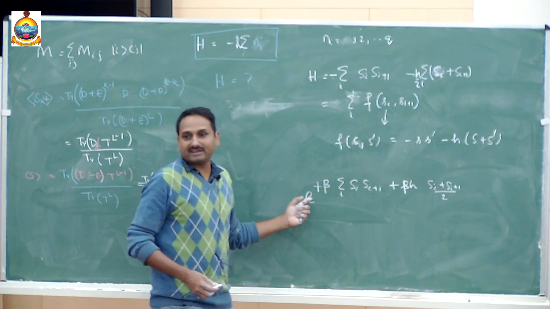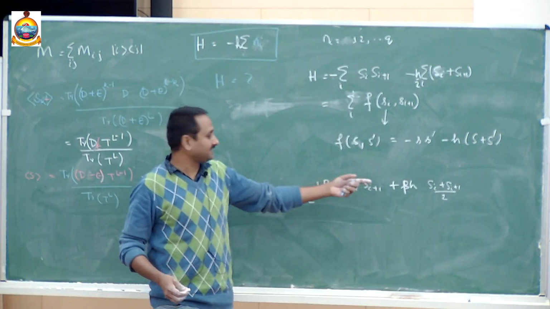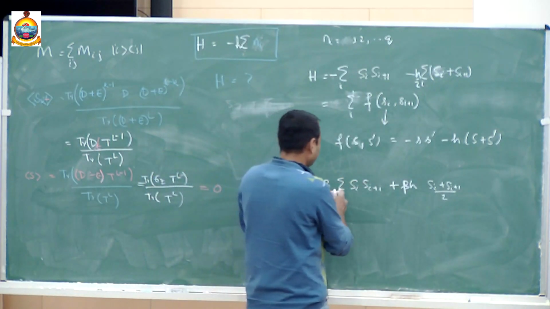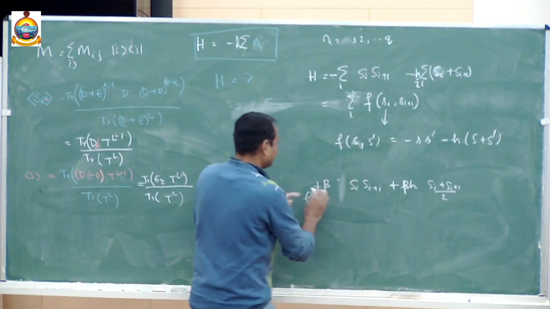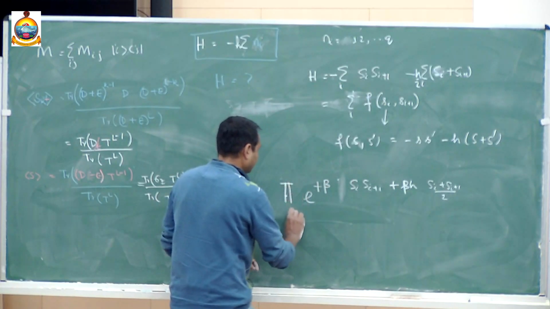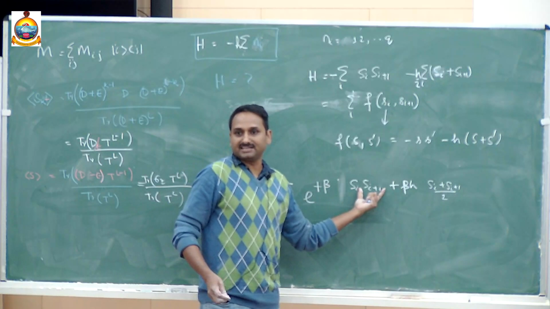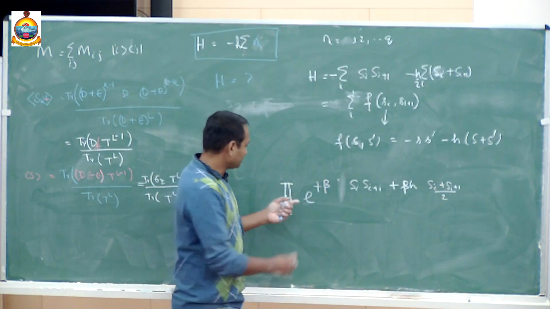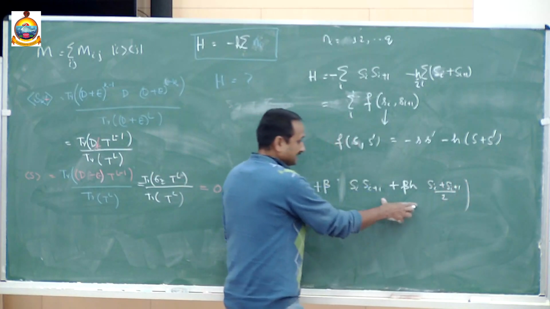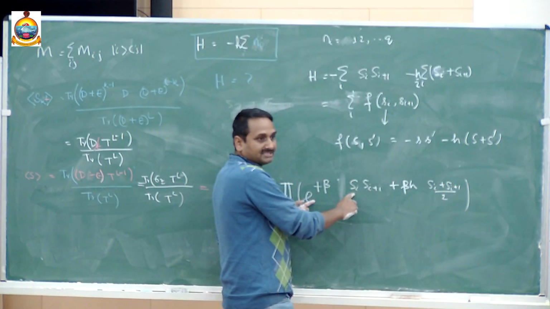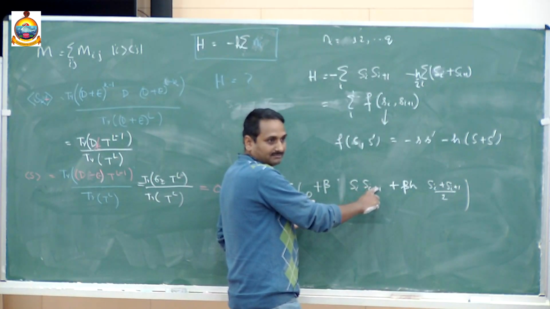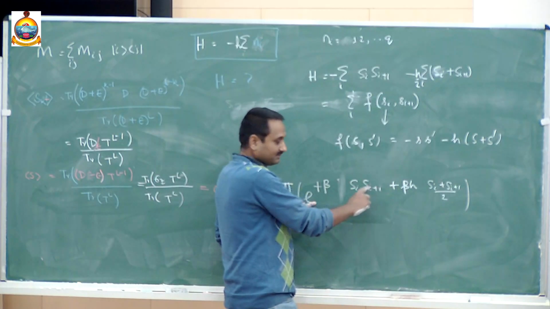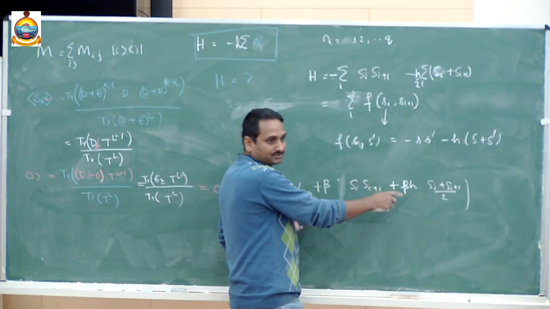This term you are identifying as T of S_i, S_{i+1}. The sum in the exponential becomes a product over i, because a sum in the exponent becomes a product of things. So the total is the product of all these terms, and each term you represent as T of S_i, S_{i+1}. These are the matrix elements of T.